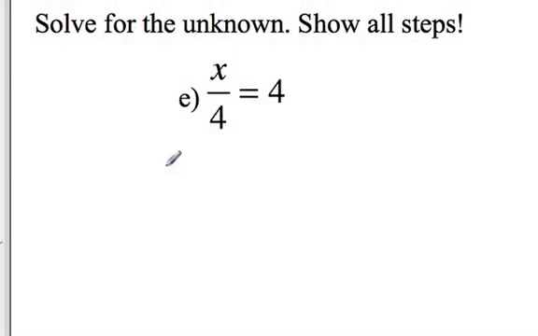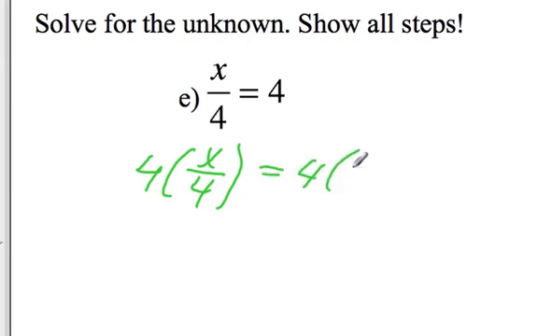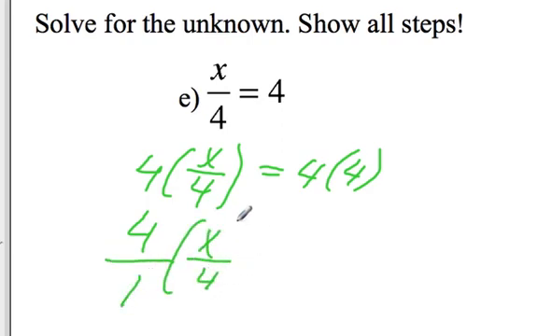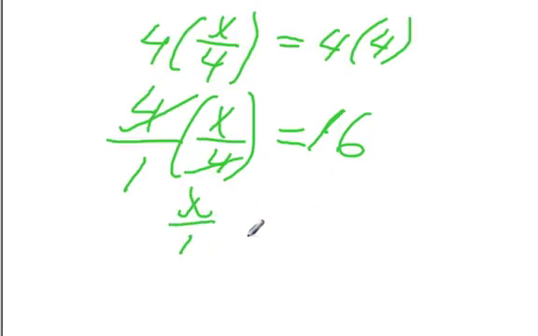Here, x is in the fraction, so we will multiply both sides by the denominator to get rid of the fraction. 4 times x over 4 is 4 times 4. I will rewrite 4 as 4 over 1 to make it easier to see how we can multiply a number by a fraction. 4 divided by 4 is 1, so they cancel out, which leaves x over 1 equals 16. X divided by 1, of course, is just x, so x equals 16.